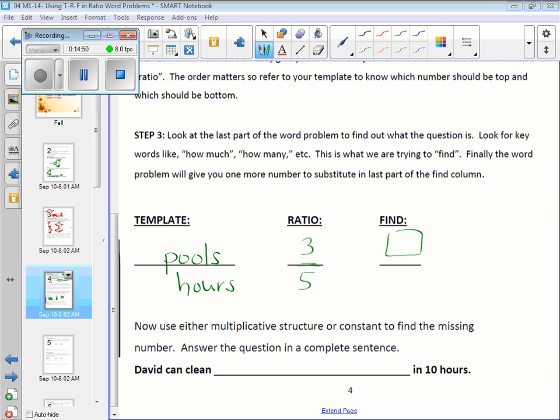Finally, what is the last piece of information that they give to you in the word problem that I can now put in the find part of the template? 10 hours. Whenever you have 3 out of the 4 values, you can now use either constant or multiplicative structure to find the missing value. What do you want to use? And what's the missing number?